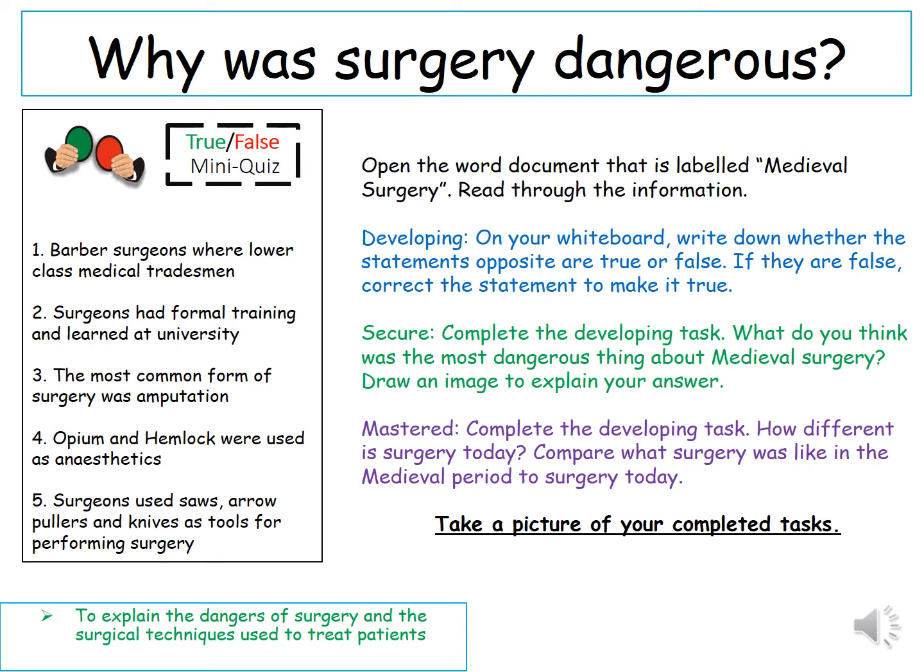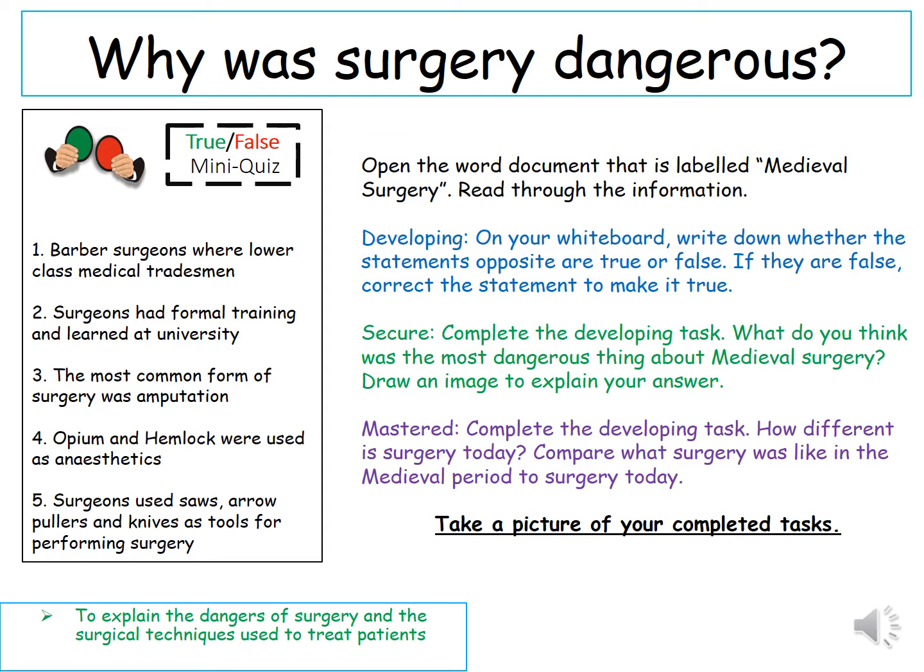During the medieval period, surgery was very dangerous. There was no way to prevent things like blood loss, infections, or pain. It was therefore only really attempted rarely and for very minor procedures. You need to open the Word document that's labelled Medieval Surgery on class charts. Read through that information carefully.